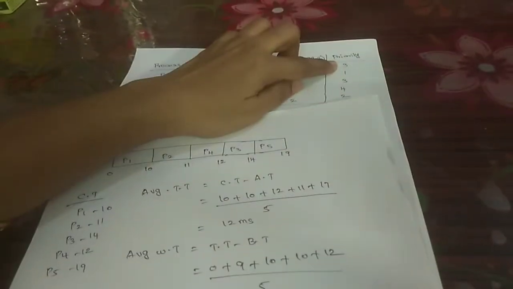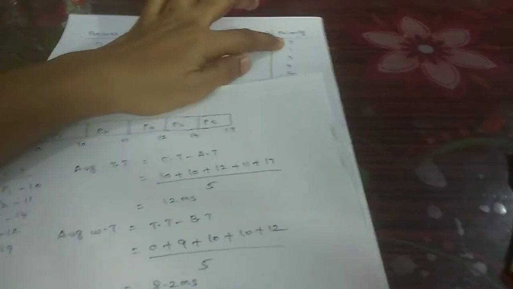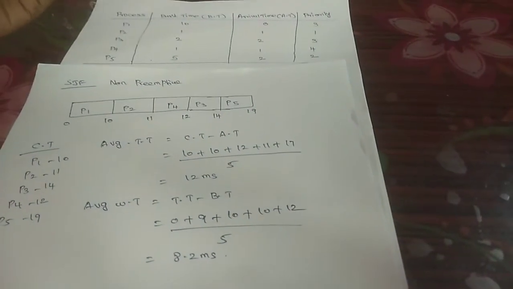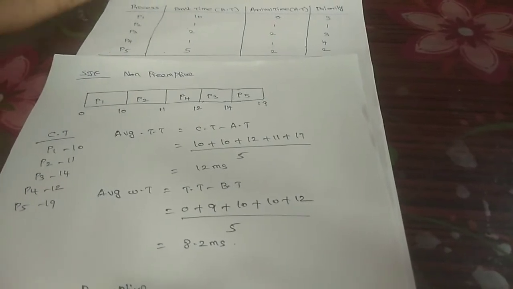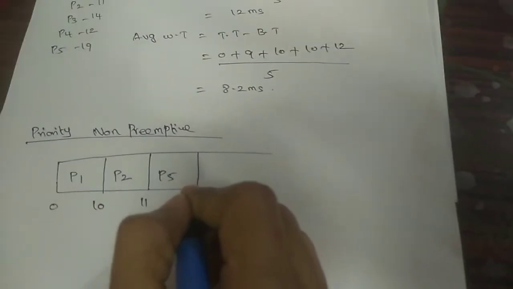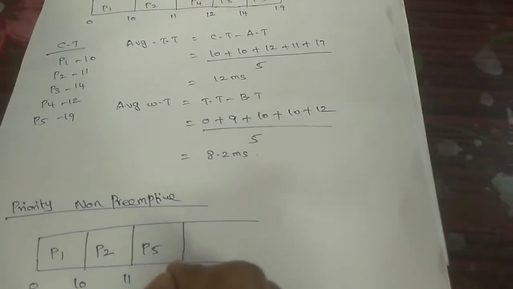Next highest priority is 3 because the 3 has been found in 2 places. In order to break the tie, whether it may be a priority or an SJF, if a tie has occurred, we are going to use FCFS, that is first come first serve, to break the tie. So what is the first came process, that is P1.